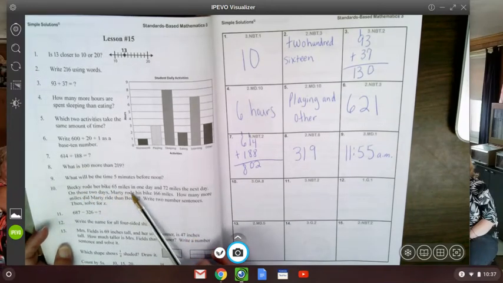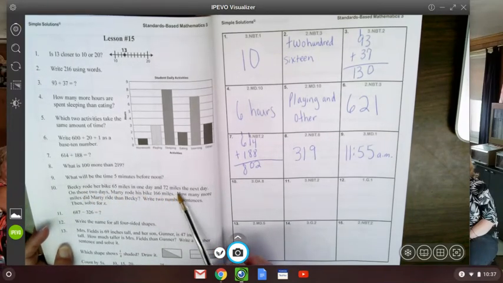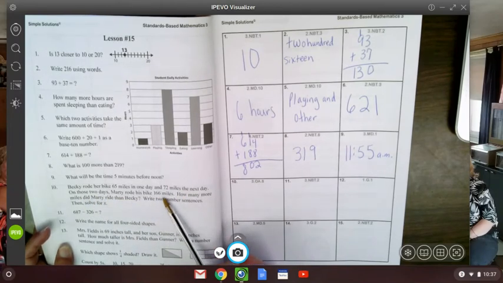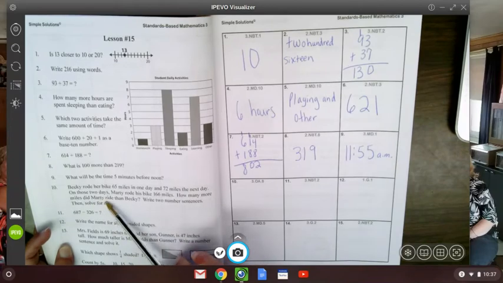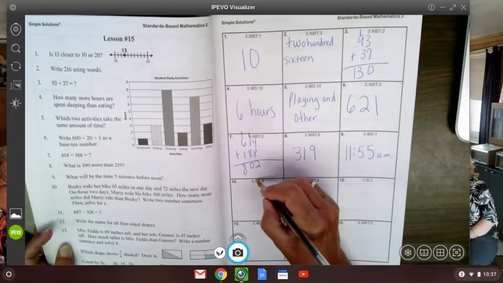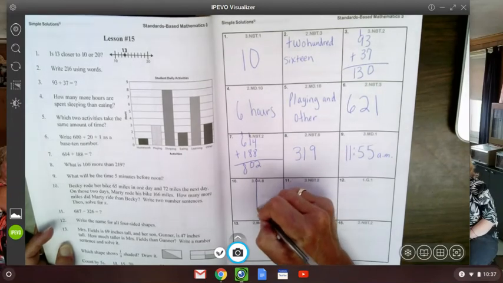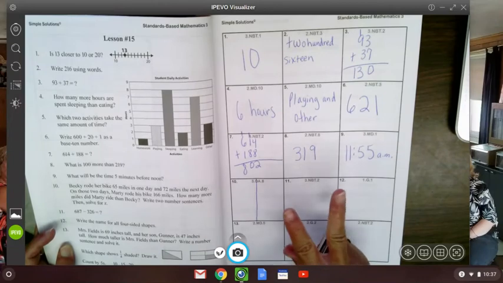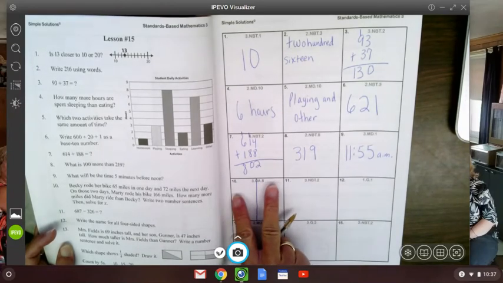Becky rode her bike 65 miles in one day, 72 miles the next day. On those 2 days, Marty rode 166 miles. How many more miles did Marty ride than Becky? Write 2 number sentences. I tell my kids in class, divide the square in half, because you have to have 2 number sentences. So you need 2 places to write.